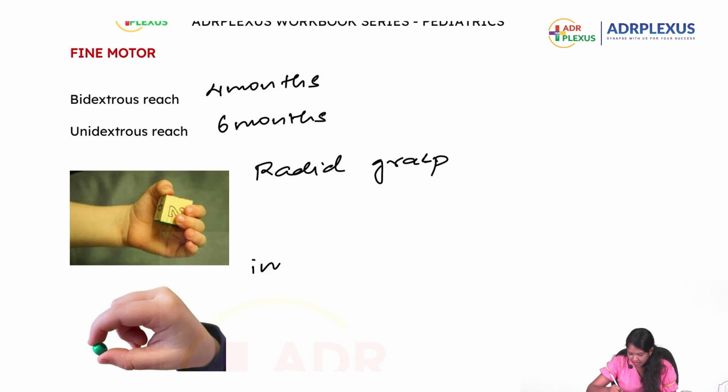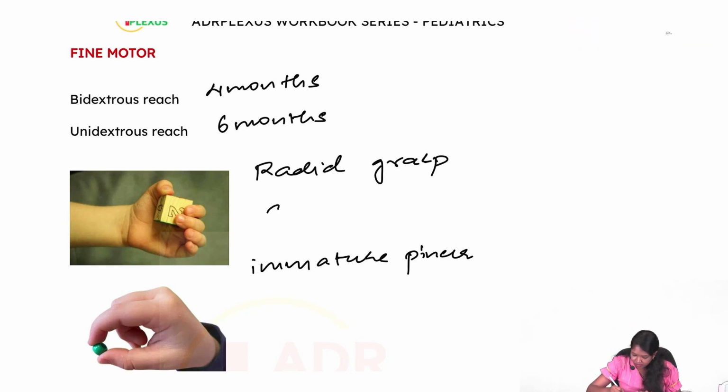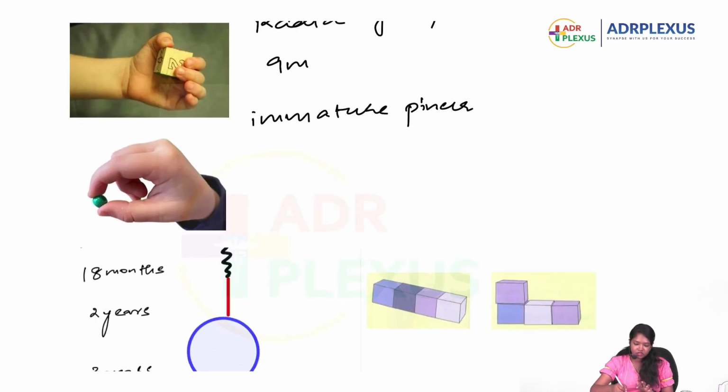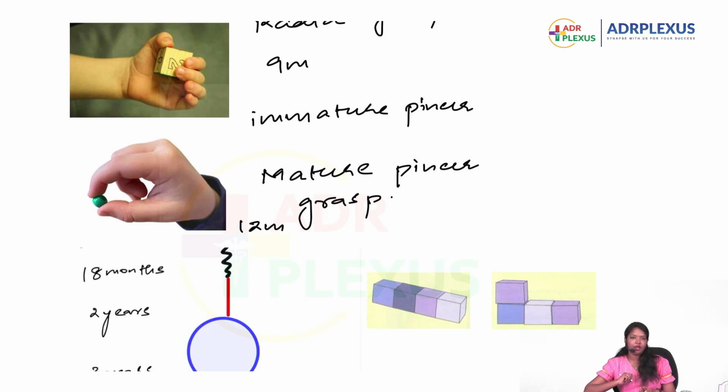And you have another milestone called immature pincer, where the baby will use the whole thumb and index finger to lift an object. Both these milestones will come under 9 months. Okay, look at the next image. See, beautifully the baby is holding an object with the thumb and index finger. That is called mature pincer grasp, which comes around 12 months.